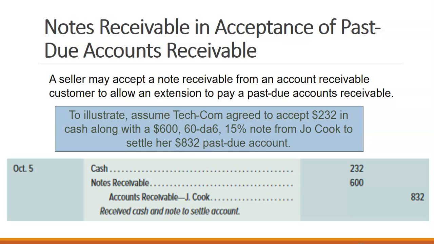The seller can also accept a note receivable to cover their account receivable or allow an extension to pay a past due accounts receivable. So we have TechCom agreed to accept $232 in cash along with a $600 60-day note to settle a past due account. So she paid us partially in cash and then signed a note that she would pay us within 60 days at 15% interest to cover this past due account.